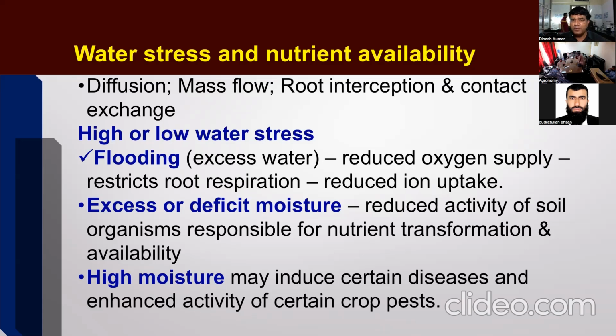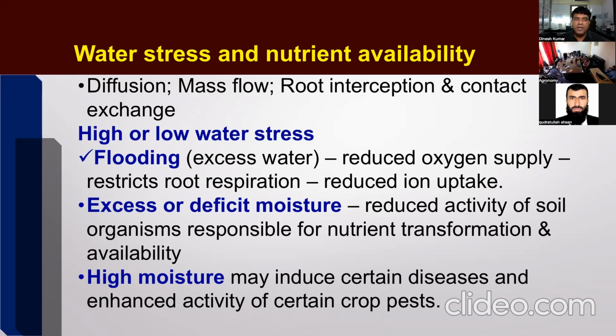So what happens when you get water stress on nutrient availability? As you know, nutrients are received by the plant by three mechanisms. One is diffusion, other is mass flow, and third one is root interception or contact exchange. I hope that you understand. Otherwise, next time you will get one more course, soil fertility and nutrient management. I will teach you these phenomena, how nutrients are taken up by the plant.